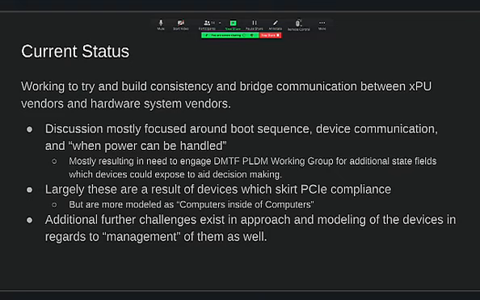A further challenge is the approach and modeling of the devices and what is regarded as management of them, in terms of, is there a management controller? Is there not a management controller? Is that a VM? That's a whole other concern we're hitting against, with the realization that a lot of the vendors don't want to have a management controller. They want to have a virtual machine that gets preloaded, that's not really viable. But that's just something that's coming up.